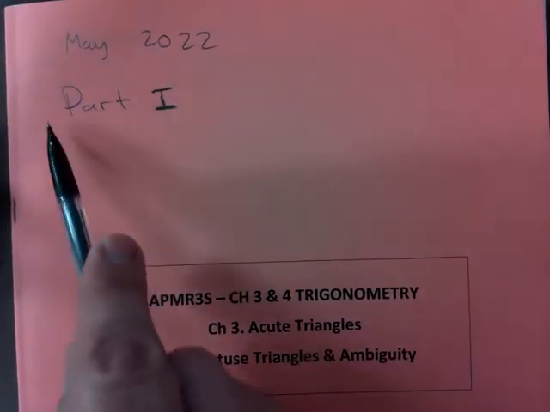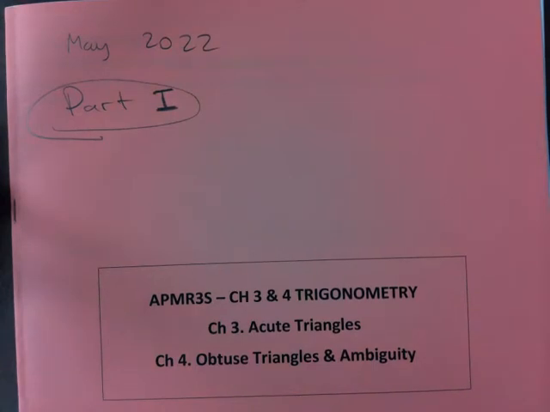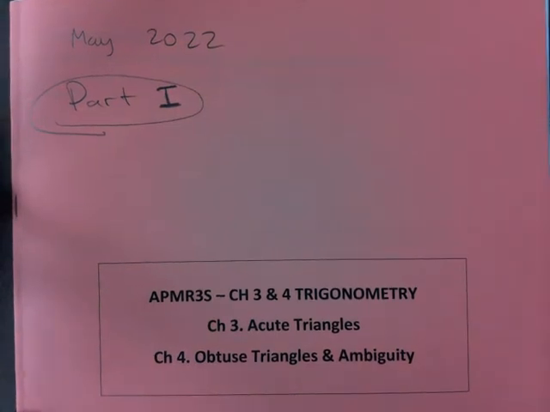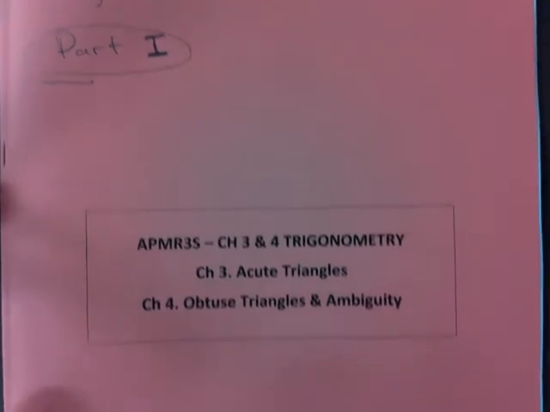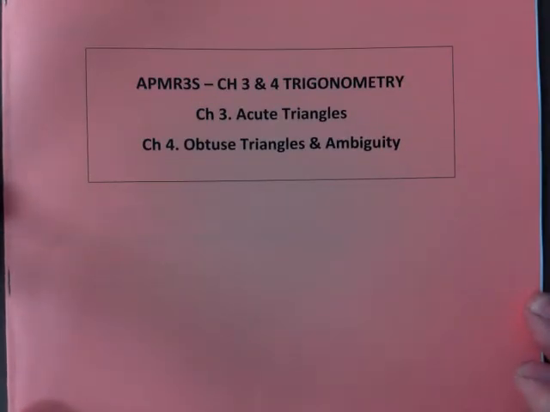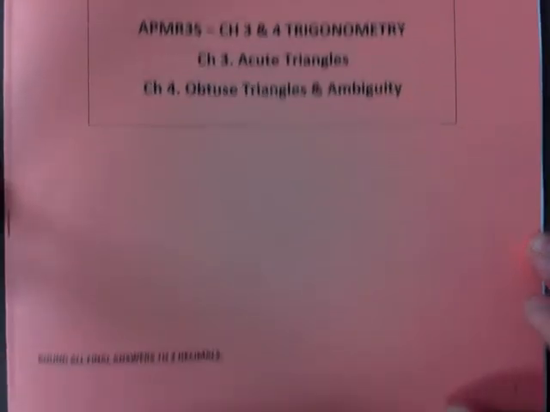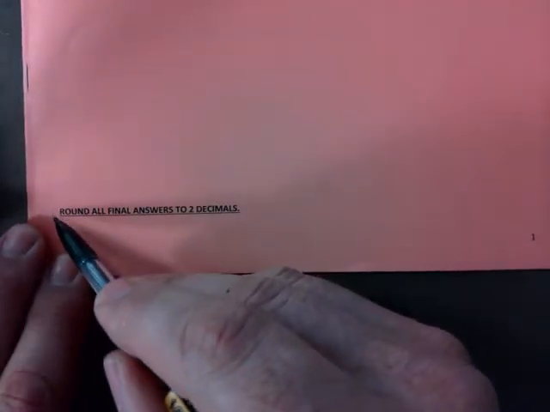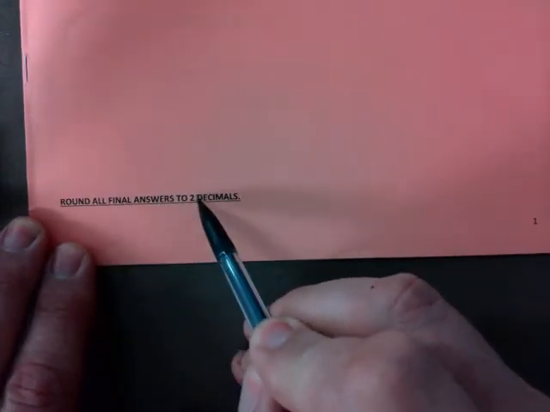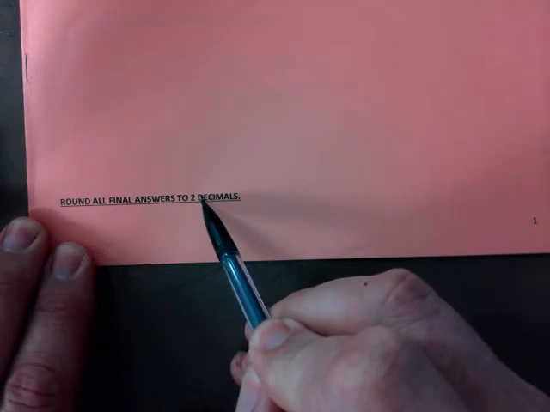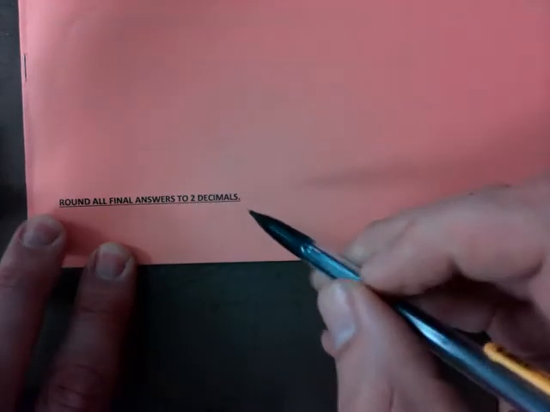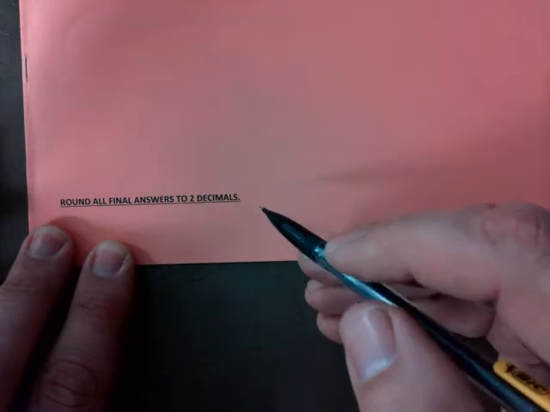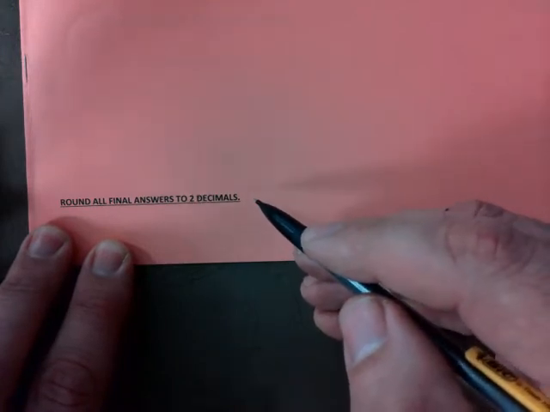And this booklet, I would call it part 1. Because I think I'm gonna keep the same color for part 2, so you can just label that part 2. And so here we go. I want to remind you, I decided to put it right on the front cover. Round all your final answers to 2 decimals, okay? So that includes angles and sides. A lot of times students want to round angles to whole values, like a whole degree. Just keep it to 2 decimals as always, okay?